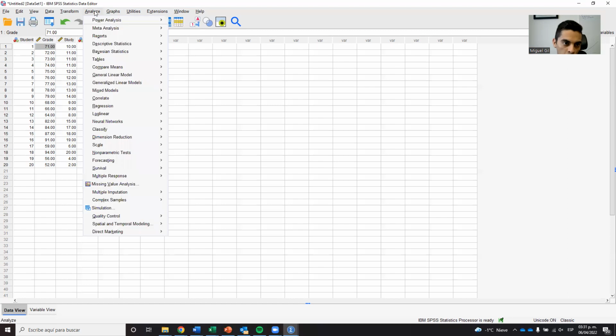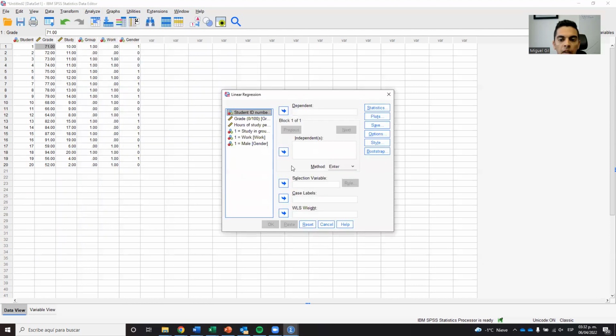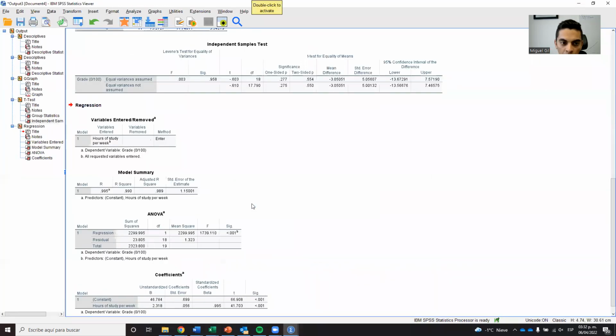So to do that, go to Analyze, then go to Regression, and then go to Linear, right? And this will pop up. We already discussed that. The dependent variable is going to be grade. And the independent variable, as you can see, you can put more than one, but let's include only one, hours of study. There are a lot of things in here that you can add, but I suggest you leave it like that. Then click OK. So here is a regression.